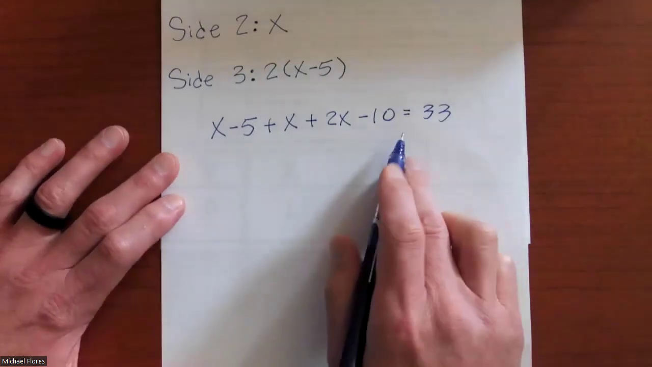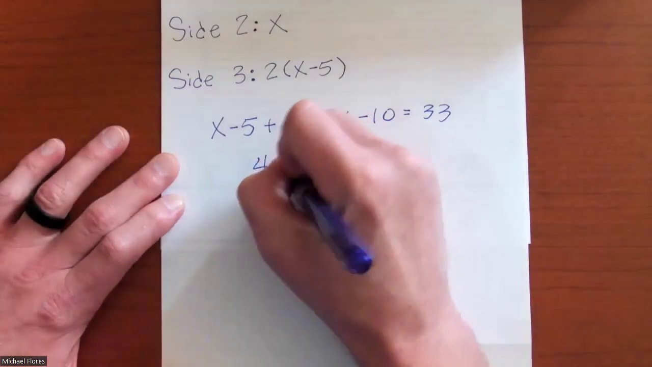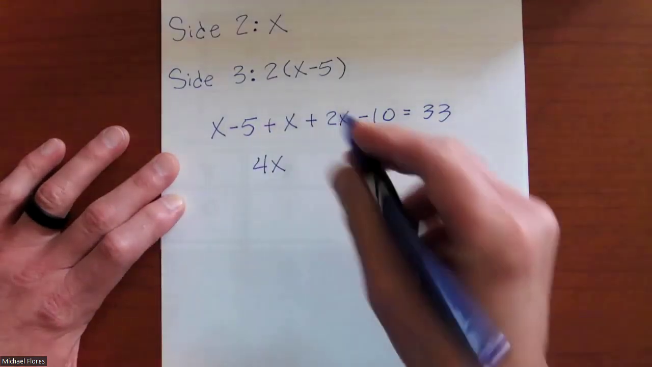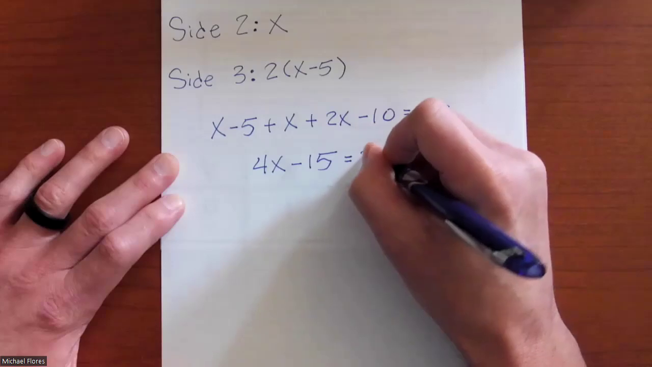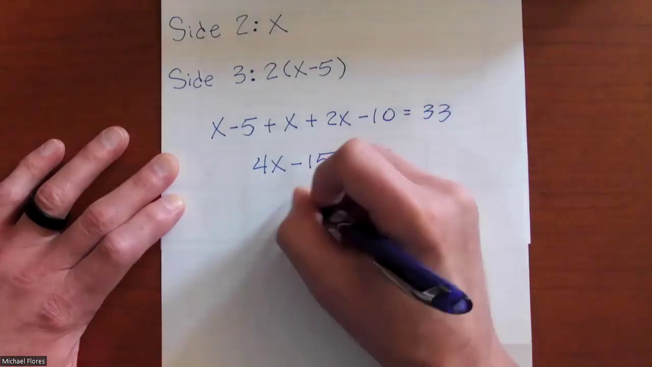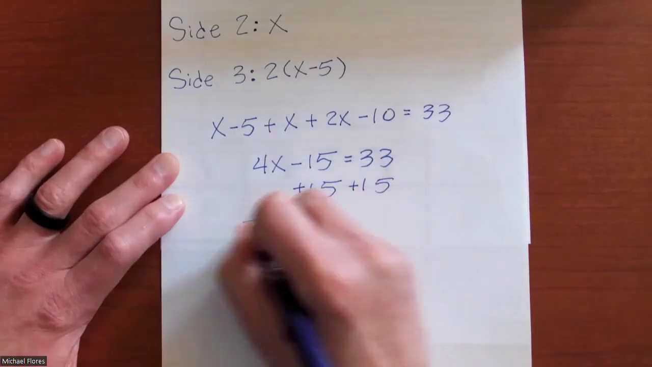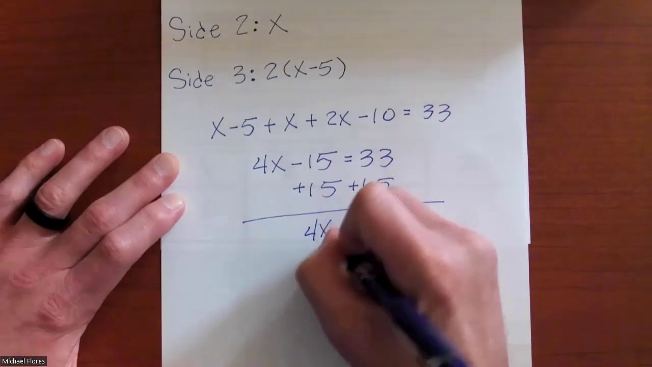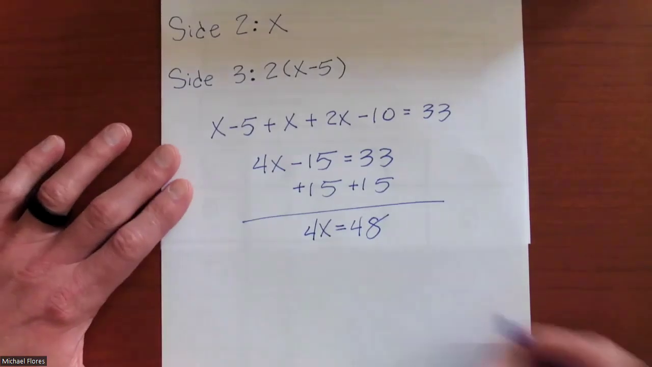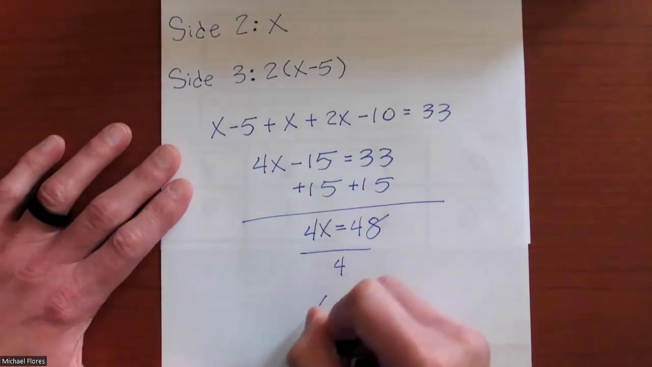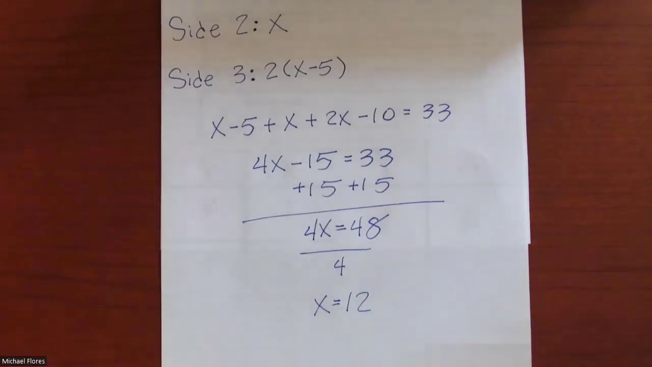And now let's combine terms on the left side of the equal sign. x plus 2x is 4x. Negative 5 and negative 10 is negative 15. All right, let me add 15 over, leaving us with 4x equals 48. Divide both sides by 4. We see that x equals 12.